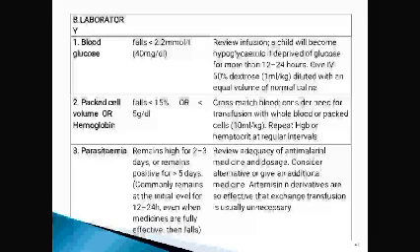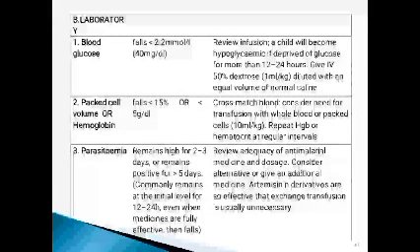Laboratory observation 3: parasitemia. Possible abnormality: remains high for 2 to 3 days or remains positive for greater than 5 days.